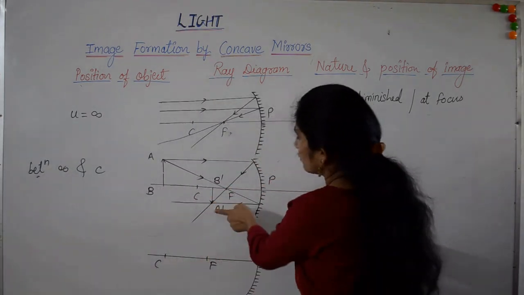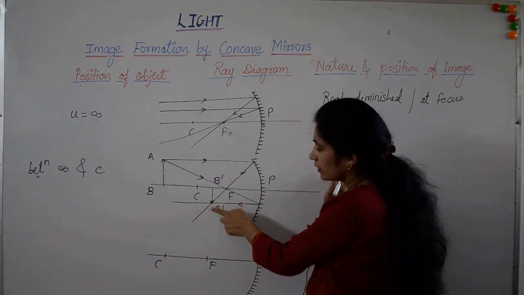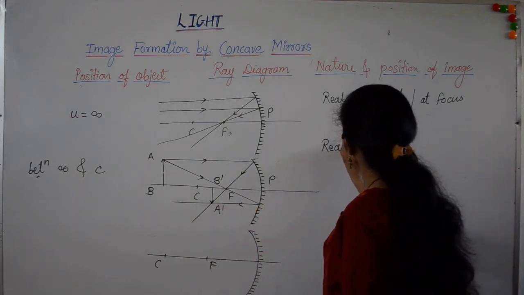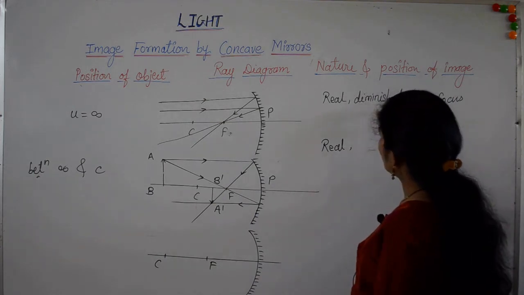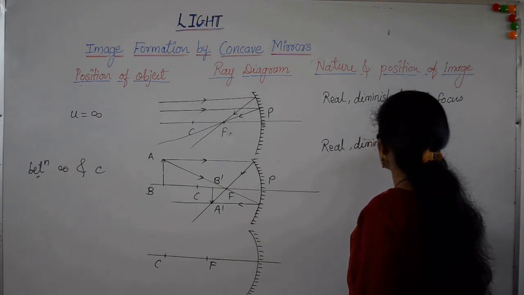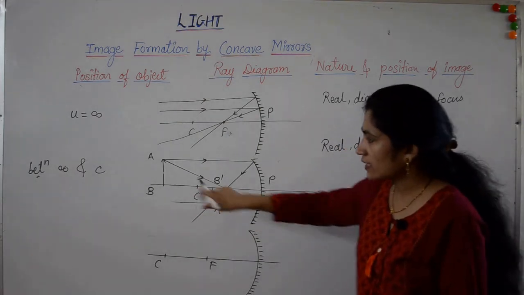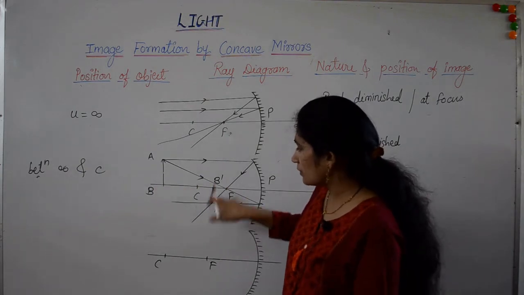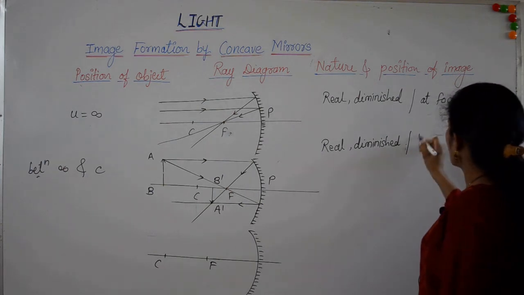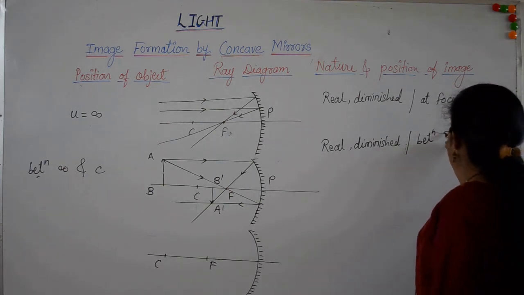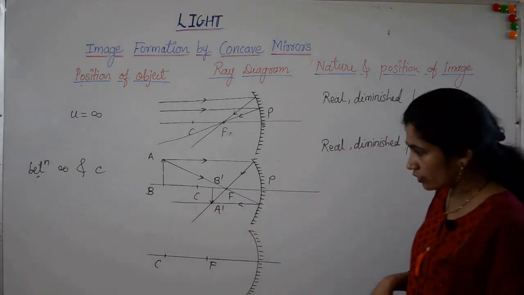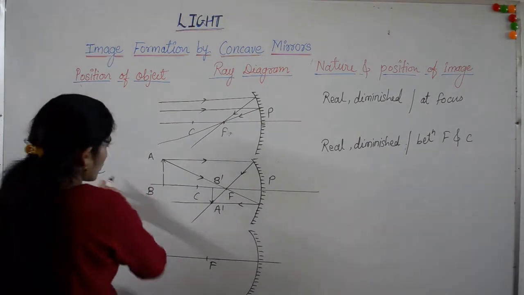See, the image is real because the reflected rays met here. They converge. Therefore, the image is again real and it is diminished. Here it is highly diminished, but here it is diminished. Again, the size of the image is smaller than the size of the object. It means that the image is diminished and it forms between focus and center of curvature, between F and C. The image is always formed between center of curvature and focus when the object is between infinity and center of curvature.